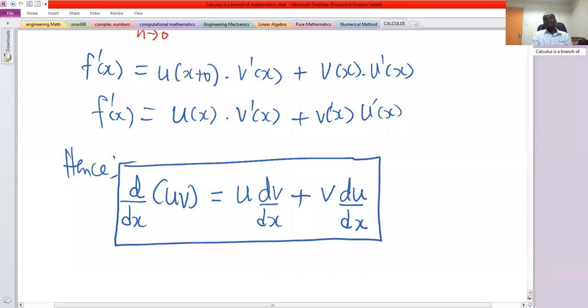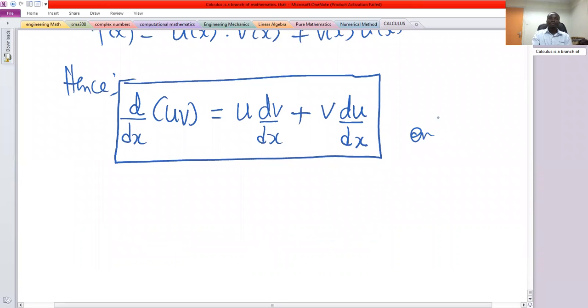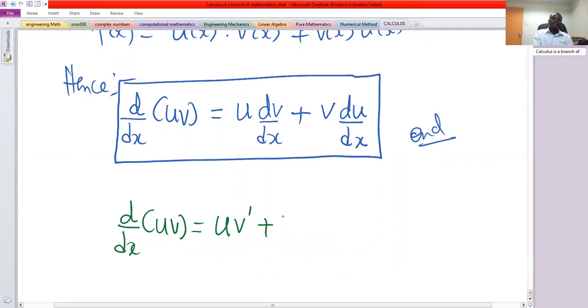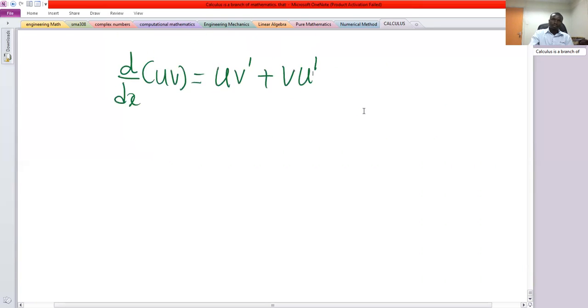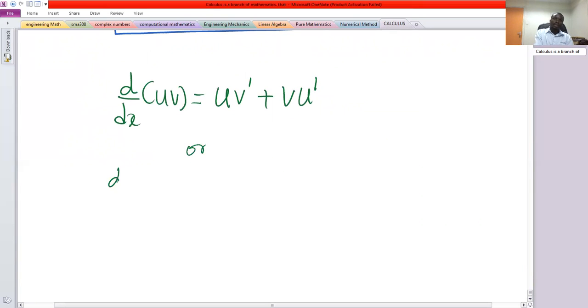So different formats of this product rule. You can say d dx of uv is u v prime plus v u prime. Or you can say d dx of uv is u prime v plus v prime u, the same thing.